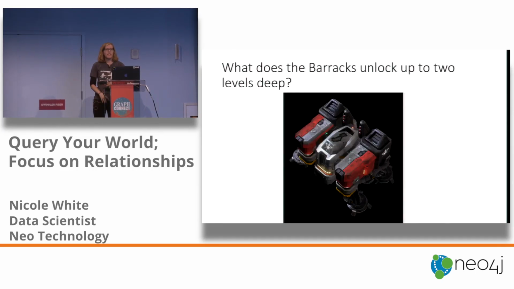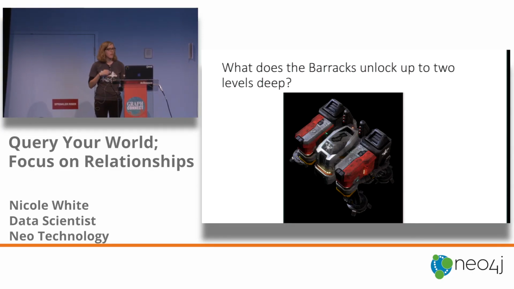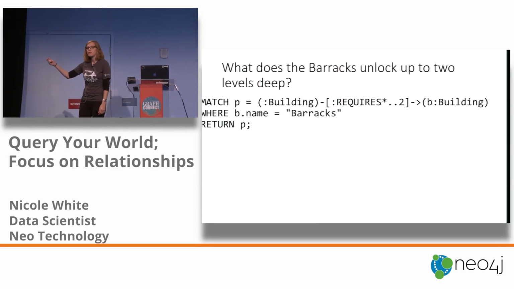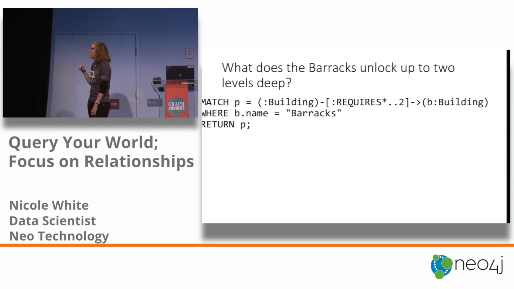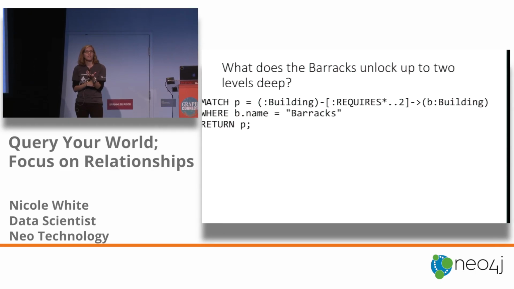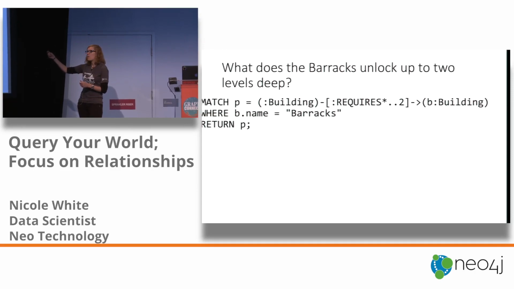Okay, now we're getting into the good stuff. What does the barracks unlock up to 2 levels deep? So this is a variable length question. It could be, I want both 1 level deep and 2 levels deep. Well, it's quite easy to express in Cypher with variable length path matching. Previously, we've just been matching on length 1 relationships, just one step of them. But you can specify, I want up to 2 of these, and you do that with min..max after the asterisk on the relationship type.